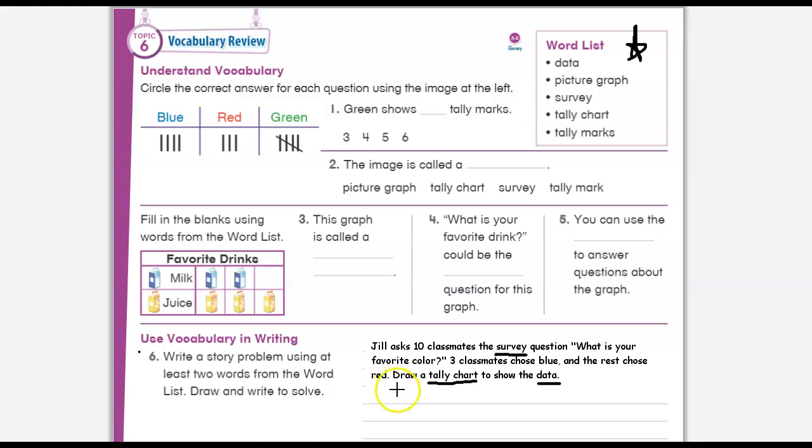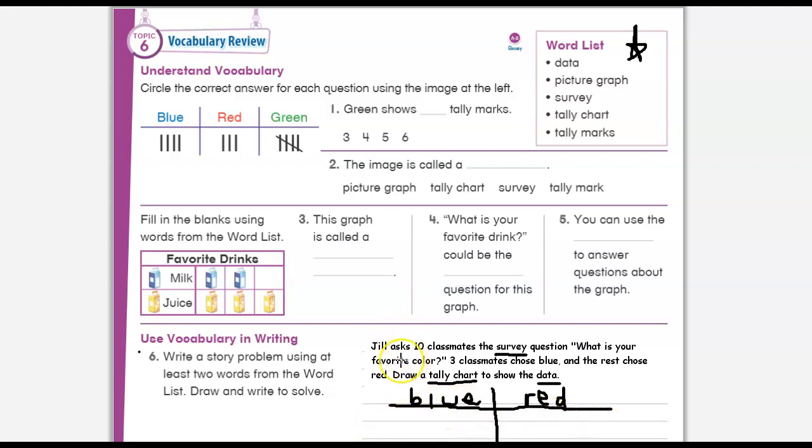To make the tally chart, you will need to make a line and a line going down, almost like a big T, label each side of the colors, blue, red, and draw the tally marks.